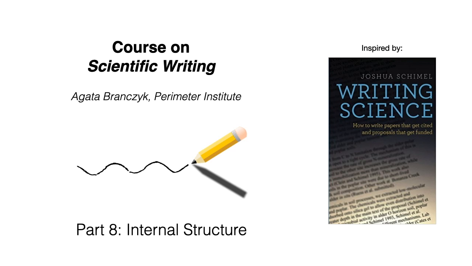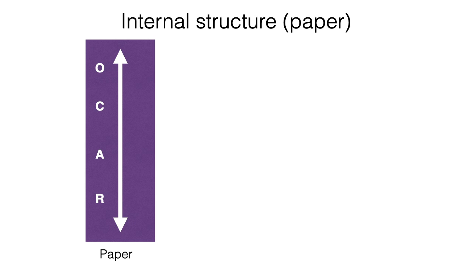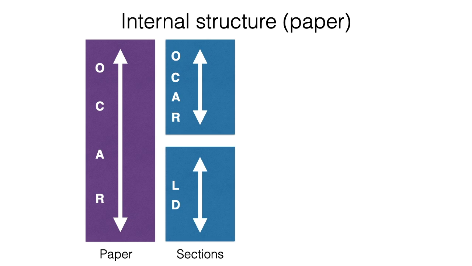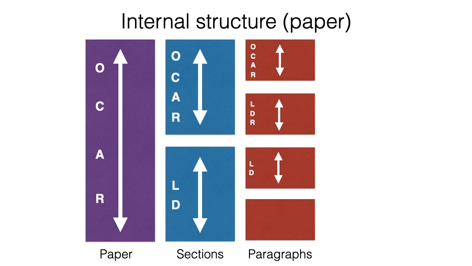In the previous video, we finished our discussion of the different OCAR elements. In this video, we will discuss internal structure. We've already seen that the entire paper follows the OCAR structure. We also know that the paper is typically broken up into different sections. But each section also tells its own story, which should have its own structure. The same principles apply at every level of organization, including the paragraphs and the sentences.